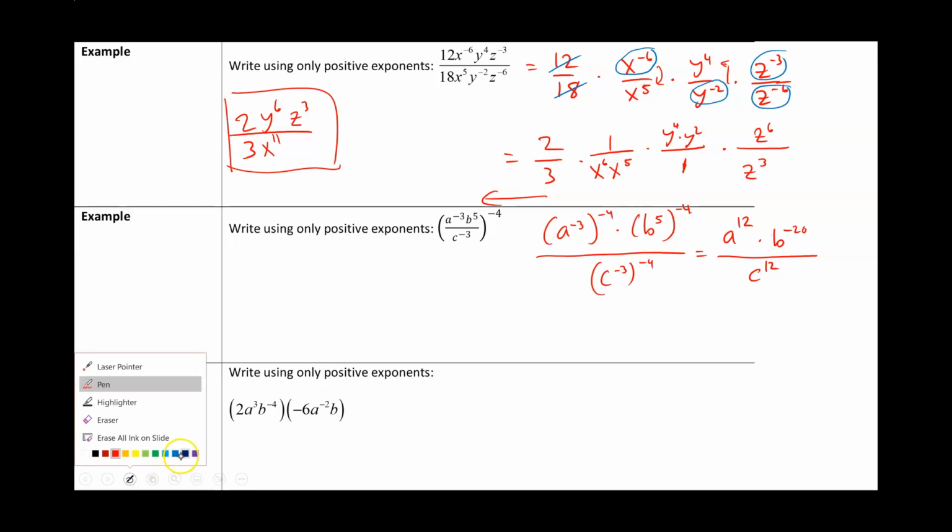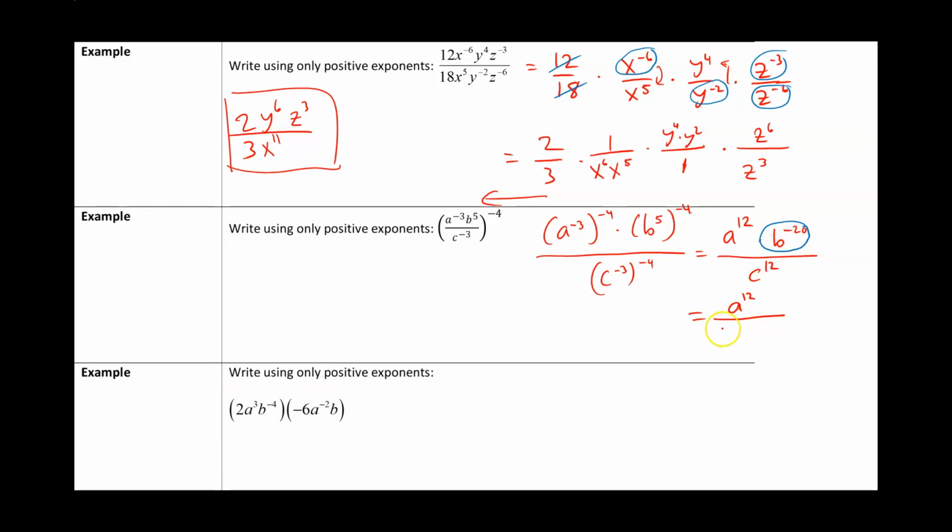From there, I'm going to circle the term that has a negative exponent, which is b to the negative 20th. And this gives me a to the 12th. The b to the negative 20th goes to the denominator, becomes b to the positive 20th. And then we have c to the 12th. Lastly, we want to write this using only positive exponents. So I'm going to split these up.